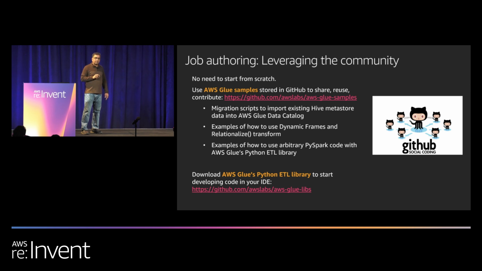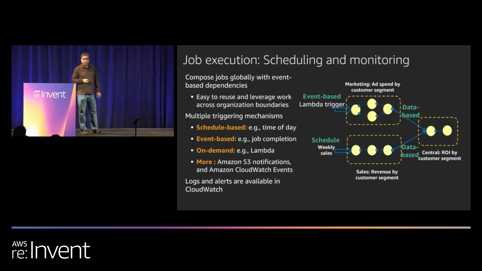And there is another nice transform called relationalize. What it does is, let's say you have a nested JSON data set, and you would like to flatten it, and then put it in a relational form and save it into a traditional database. So that transform can help you to flatten the entire nested JSON and then put it in a format that you can ingest into Amazon Redshift. So there are a lot of examples you can use. Python ETL library is out there.